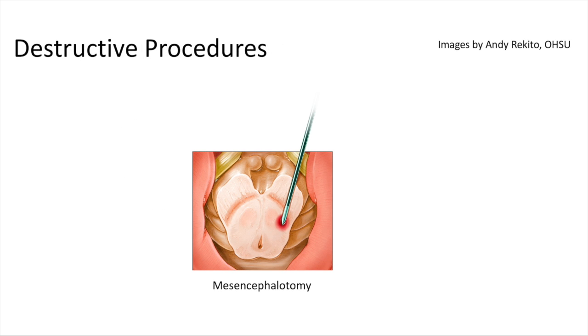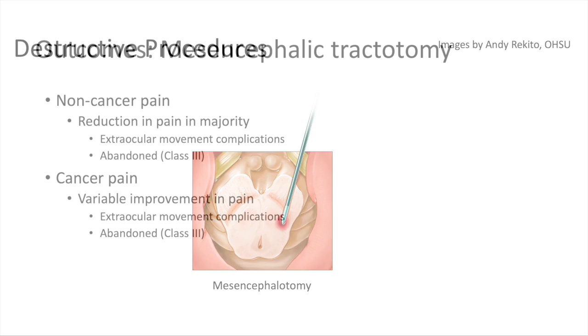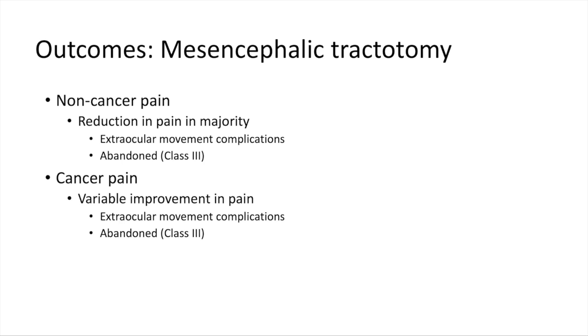Unilateral stereotactic RF lesions can be made in the spinothalamic tract at the level of the midbrain to produce hemianalgesia in cases of localized pain related to malignancy. We reviewed 9 relevant articles concerning the use of mesencephalotomy for non-cancer pain. All of these articles were case series, and most had relatively small numbers of patients.